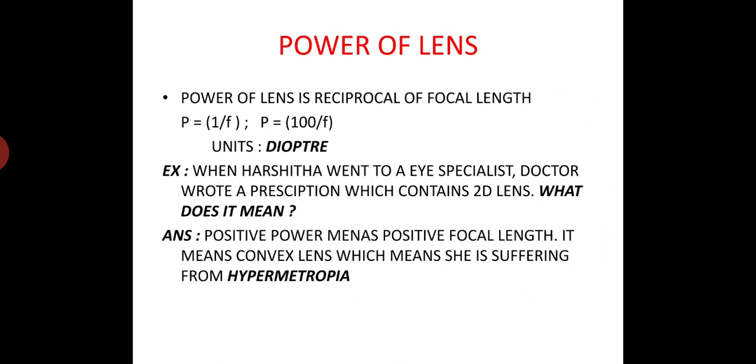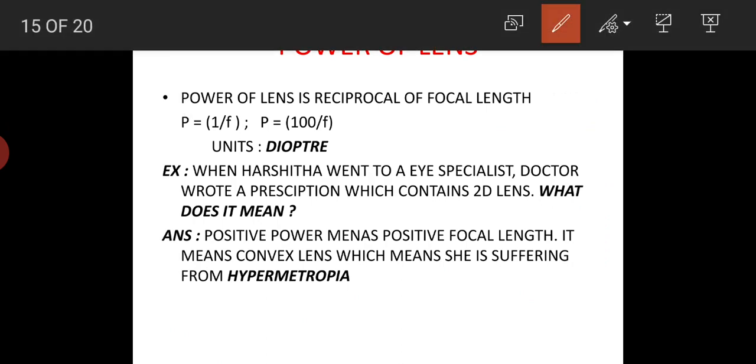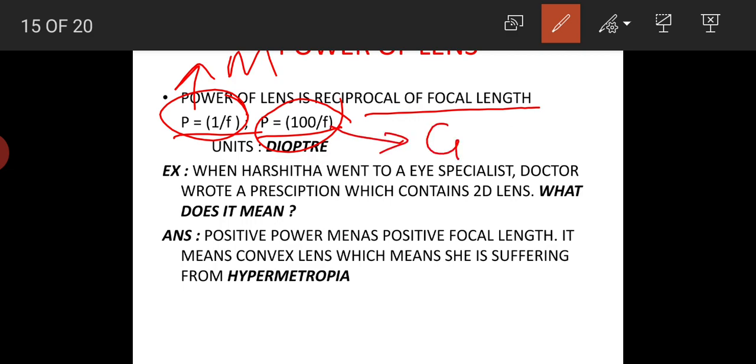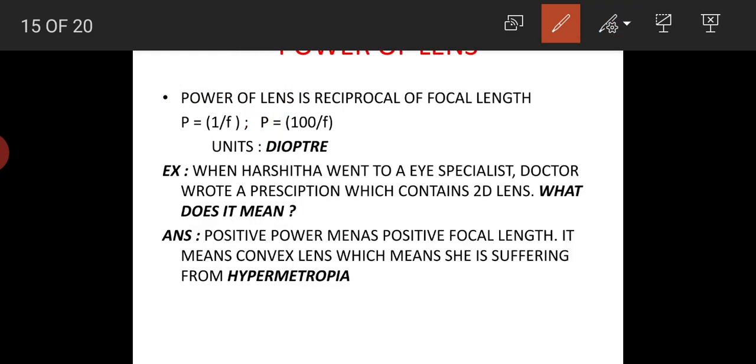Next, power of a lens. Power of a lens is the reciprocal of focal length. Power is equal to 1 by f when f is taken in meters. If you take f in centimeters, you need to use power is equal to 100 by f. And the unit of power is diopter. Whether you use f in meters or centimeters, it has a single unit, only one unit, that is diopter.